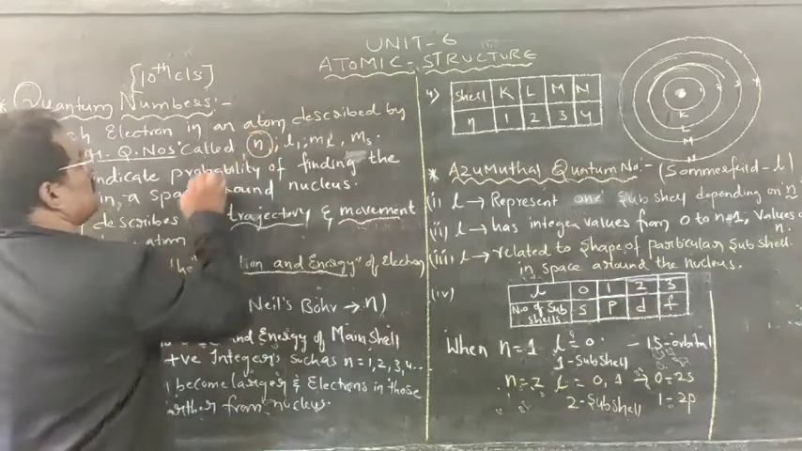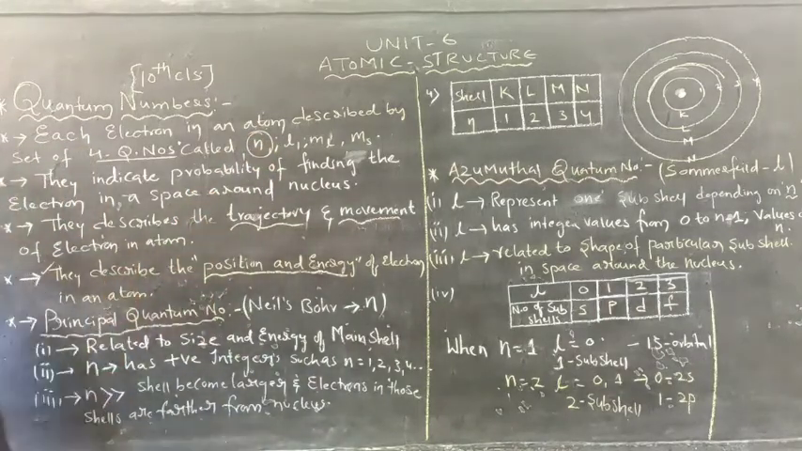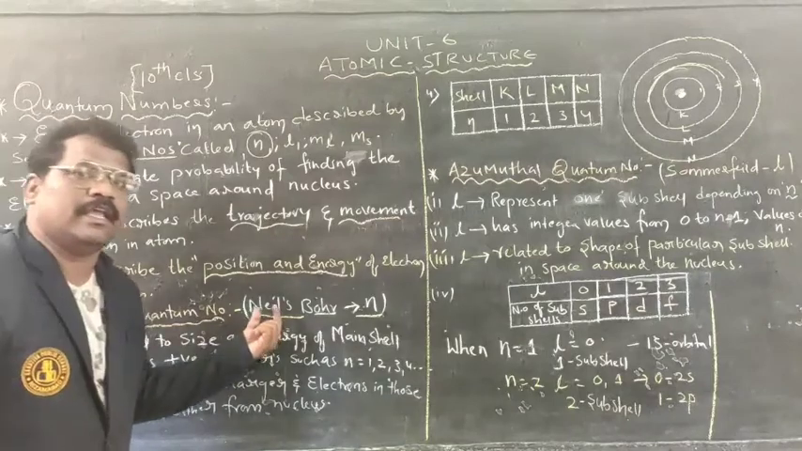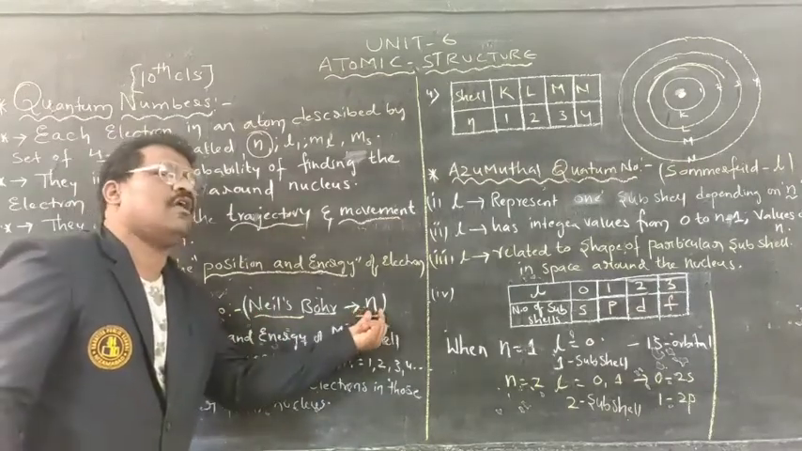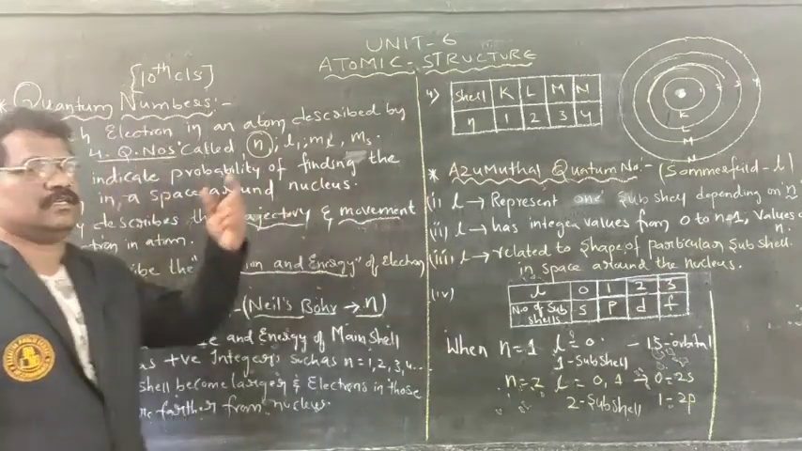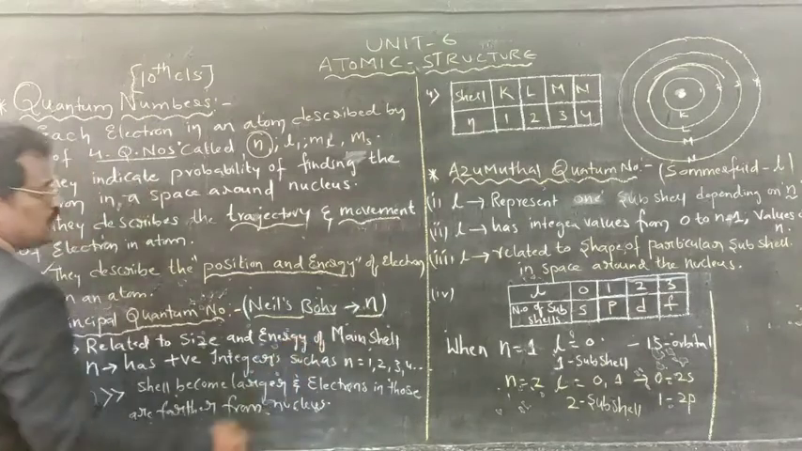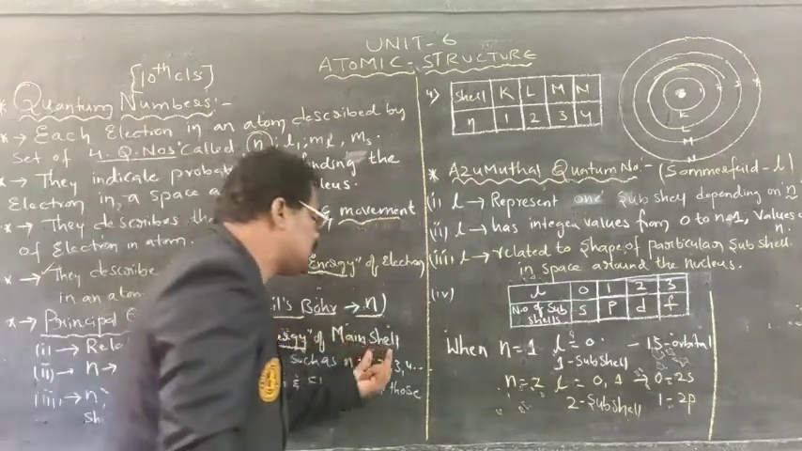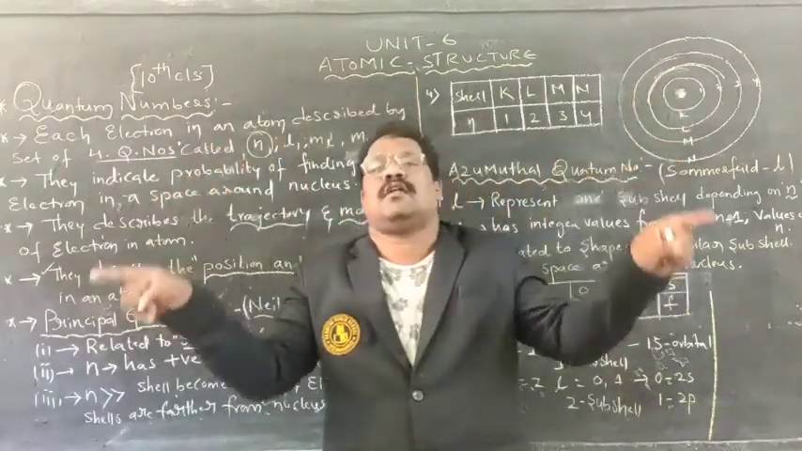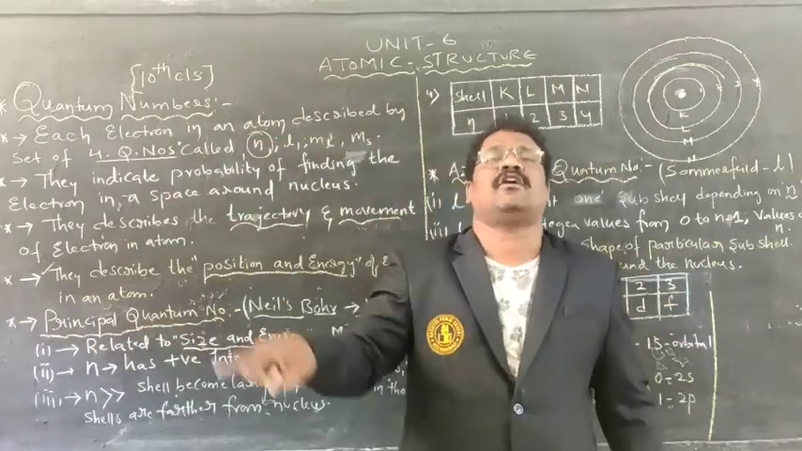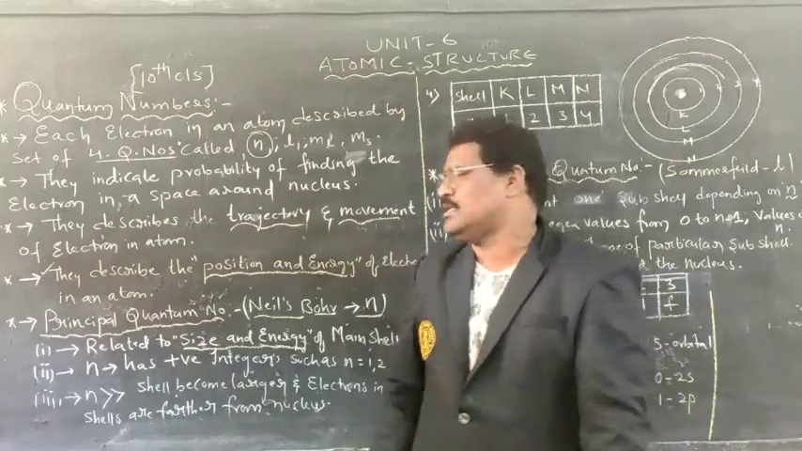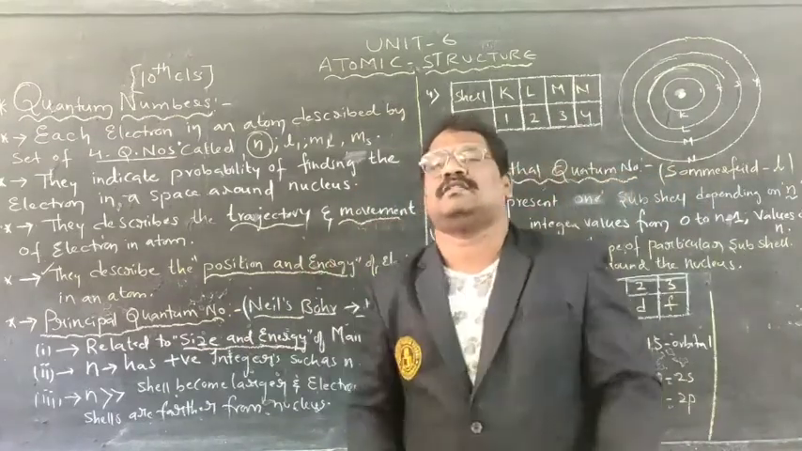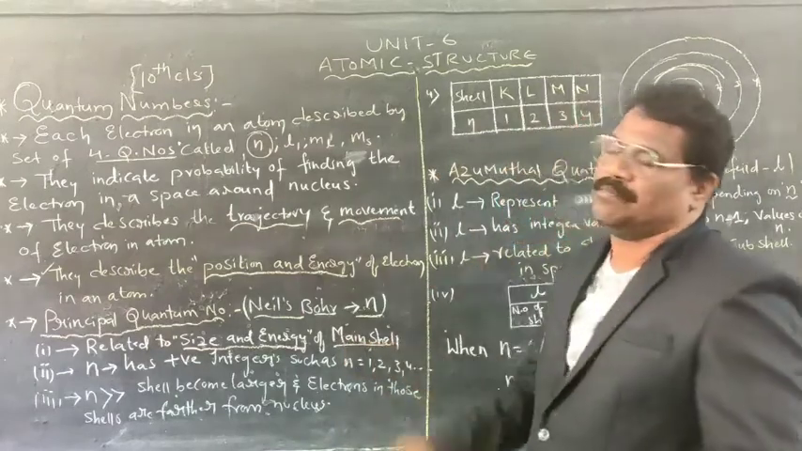First one is N, which represents the principal quantum number. This principal quantum number was discovered by Niels Bohr. It is designated with a small n, which takes positive integers. What does the principal quantum number give? It gives information about the size as well as the energy of main shells. Niels Bohr discovered circular orbits, which are called stationary orbits or main shells. Therefore, he is concerned with the size and energy existing within those shells, which are called main shells.